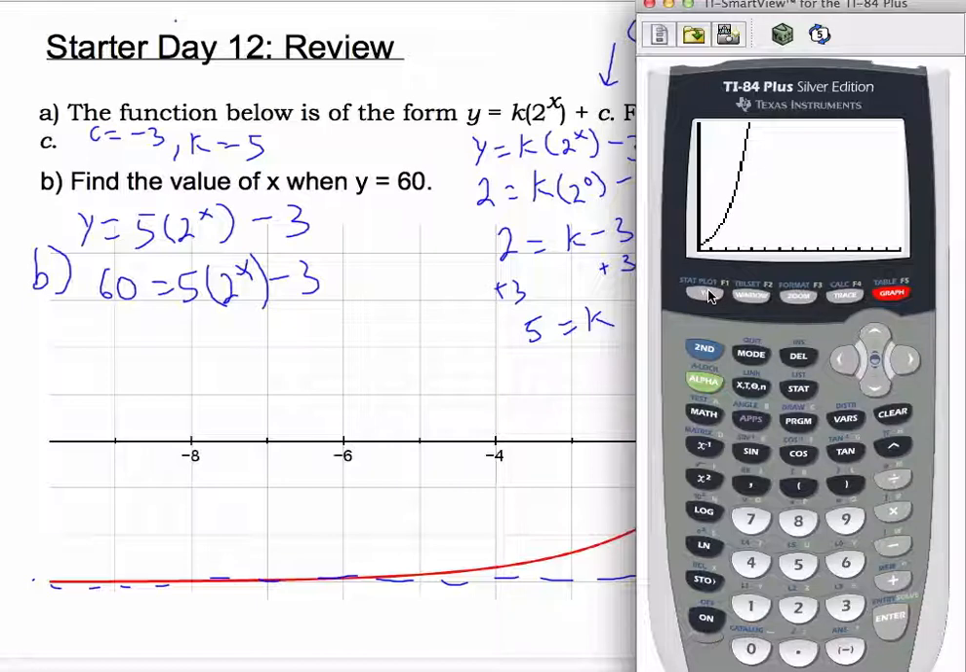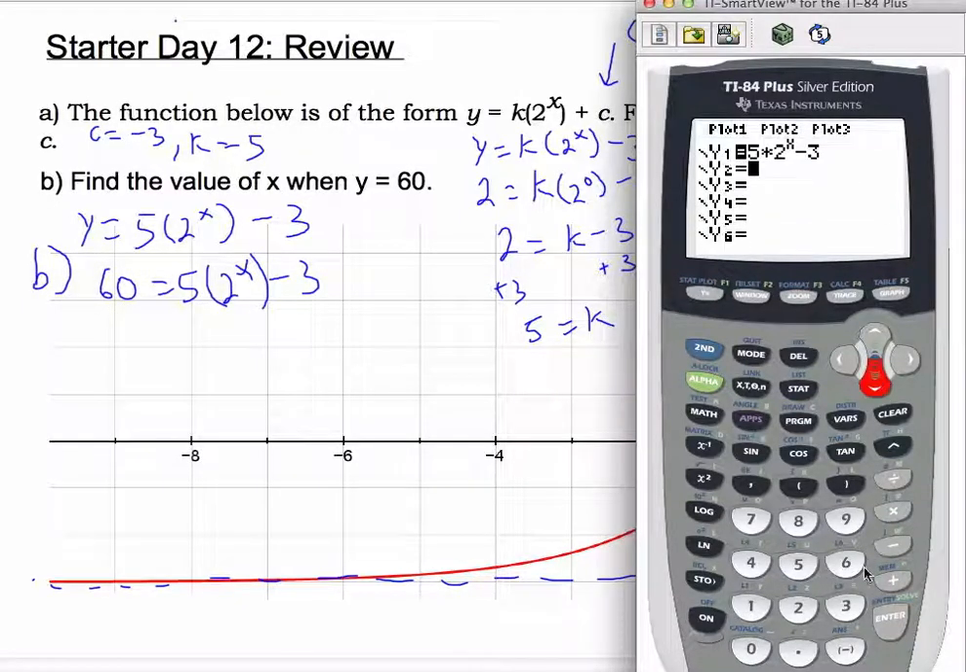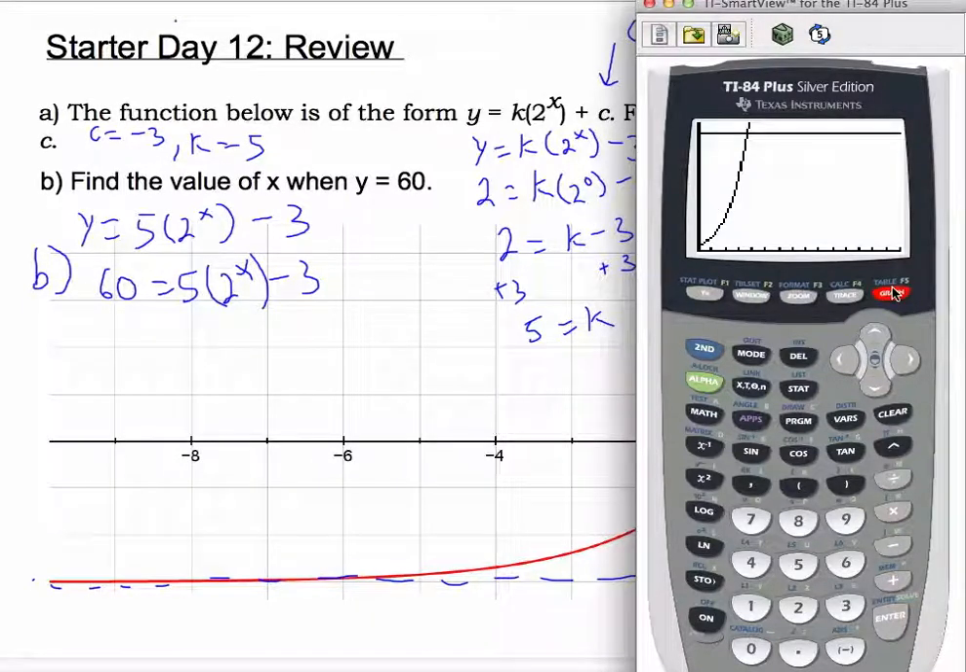Oops, I forgot one thing. In order to solve this equation, I have graphed this already. And also now I need to graph this equation, which is going to be y equals 60. So I'm going to graph y equals 60, and that will solve the intersection of y equals 60 and y equals 5 times 2 to the power of x minus 3. So let me graph that and see, oh, there we go. We see the intersection right there.